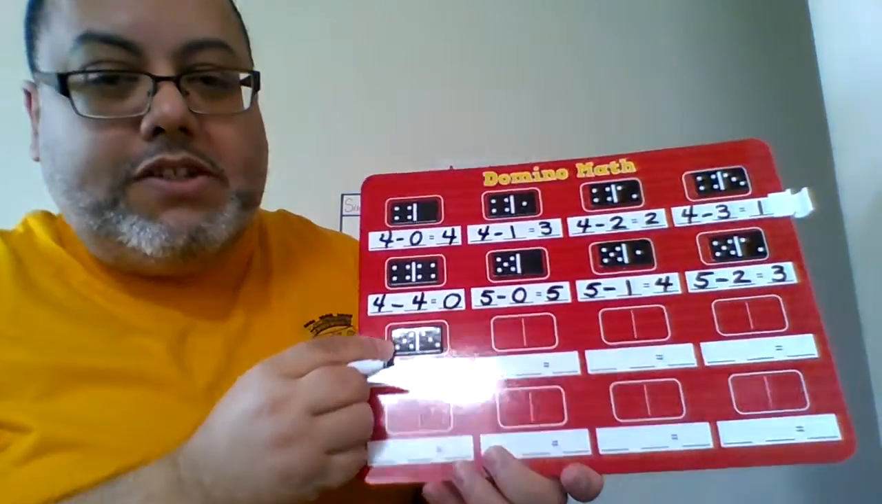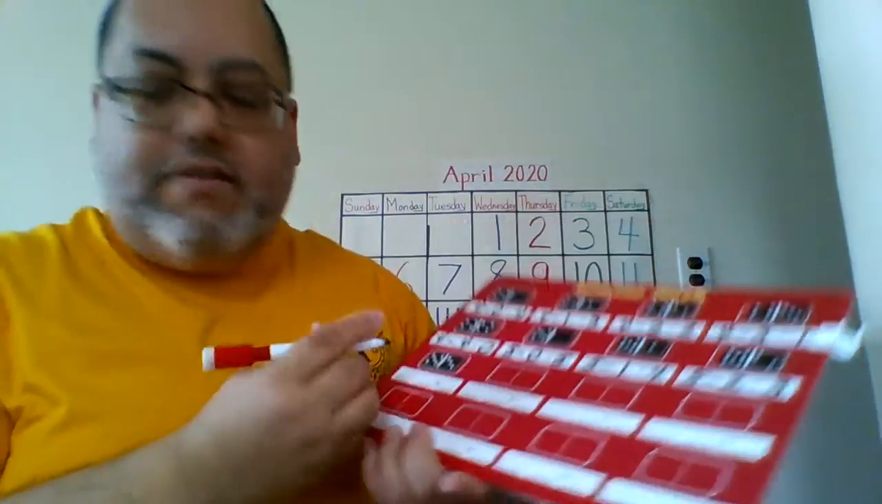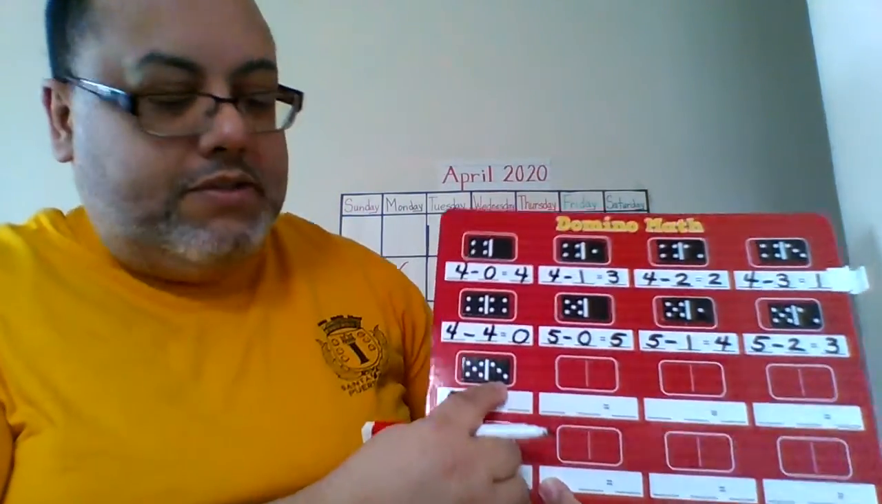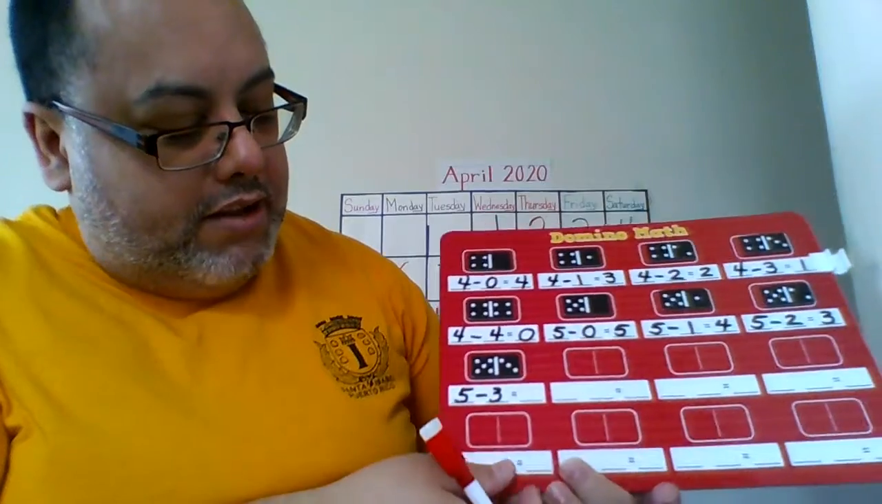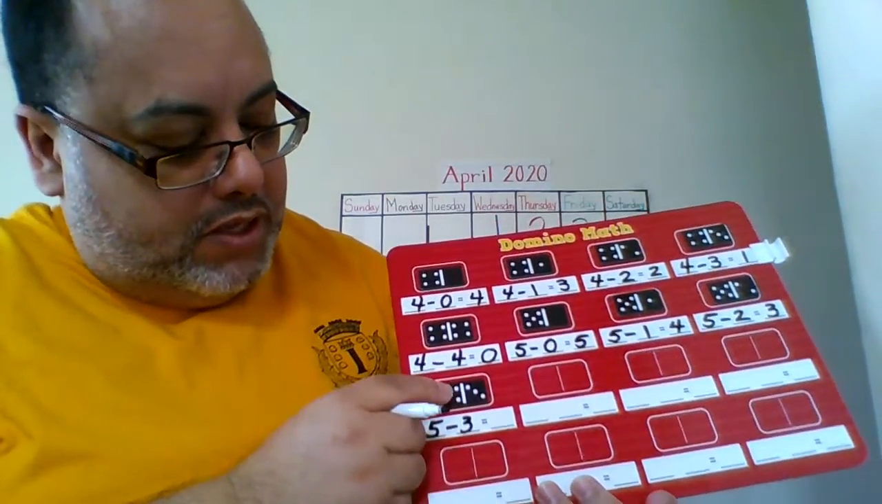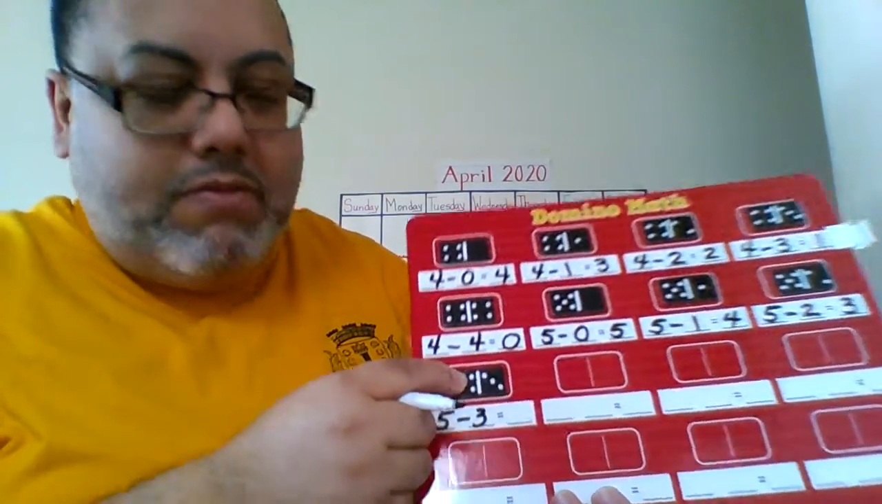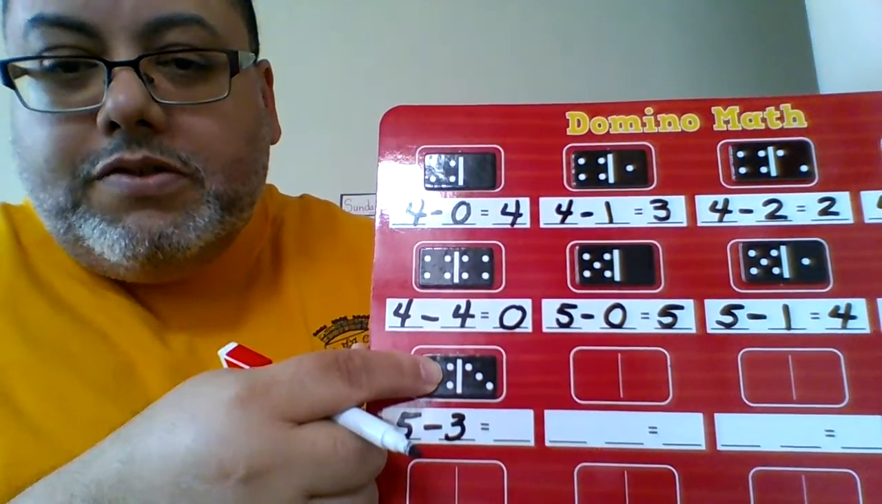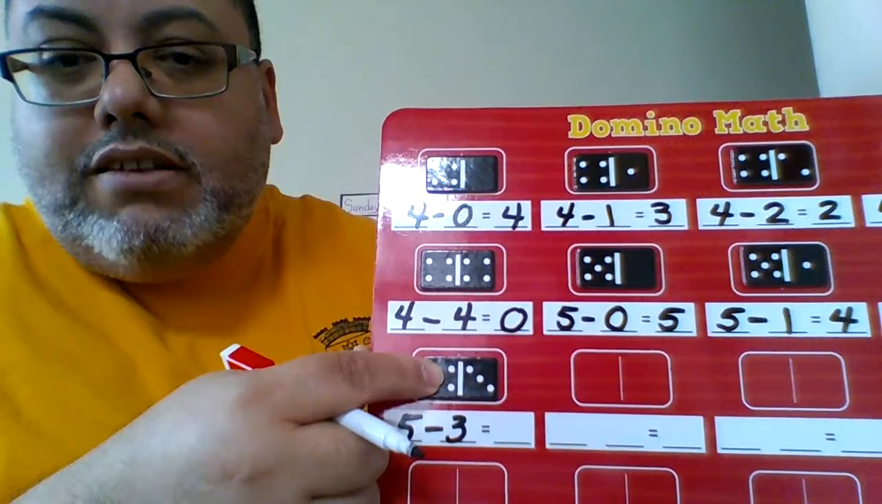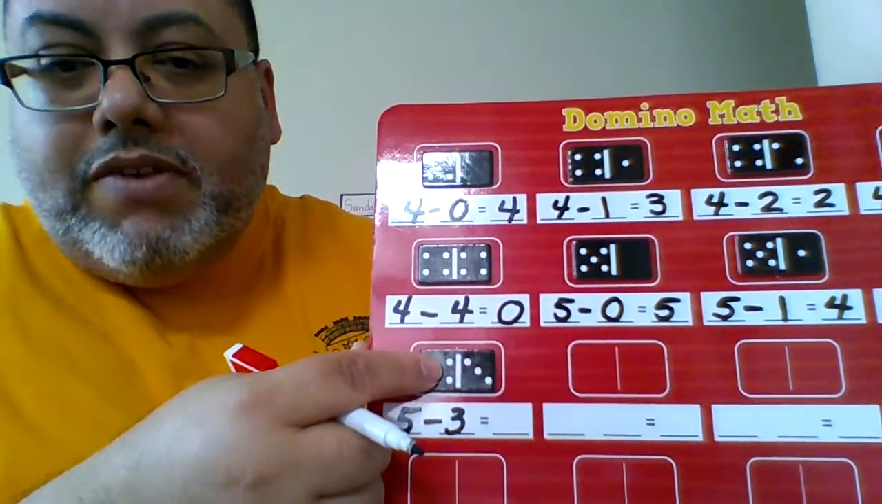How many dots do you see here first? 5. How many dots do you see here? 3. Now let's take away. If I take away 3, how many does that square have where my finger is? Where my finger is, not the line, before the line, where my finger is, right here.